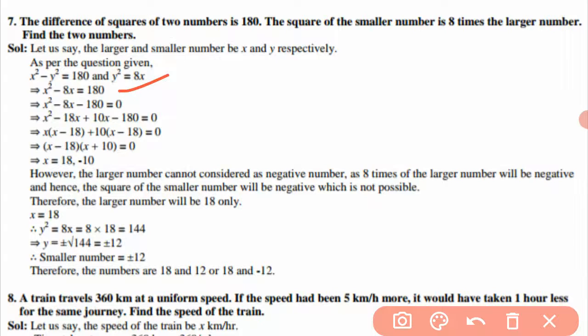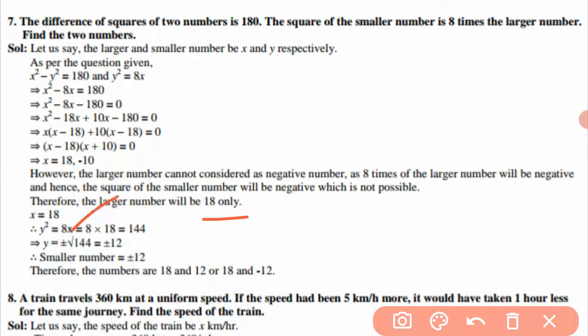Now we can solve it with the help of the quadratic formula or by splitting the middle term. So the value of x will be 18 and minus 10. However, the larger number cannot be considered negative, because 8 times the larger number would be negative, and hence the square of the smaller number would be negative, which is not possible. So we will take x equals 18.